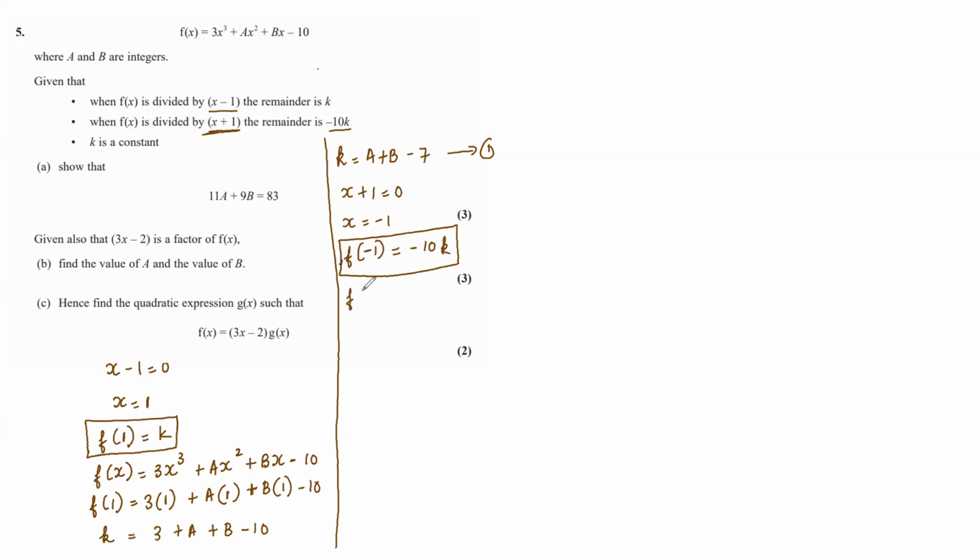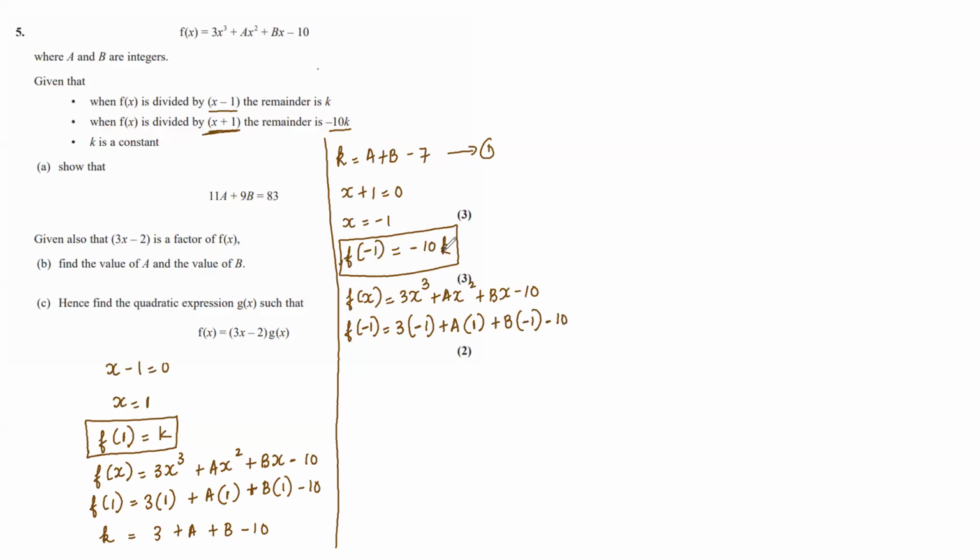Now again we know f of x. F of x is equal to 3x cube plus ax square plus bx minus 10. So f of minus 1 will be 3 into minus 1 the whole cube. A negative number to the power of odd number will be negative. So minus 1 to the power of odd will be minus 1 itself, plus a into minus 1 to the power of even is positive 1, plus b into x is minus 1, minus 10.